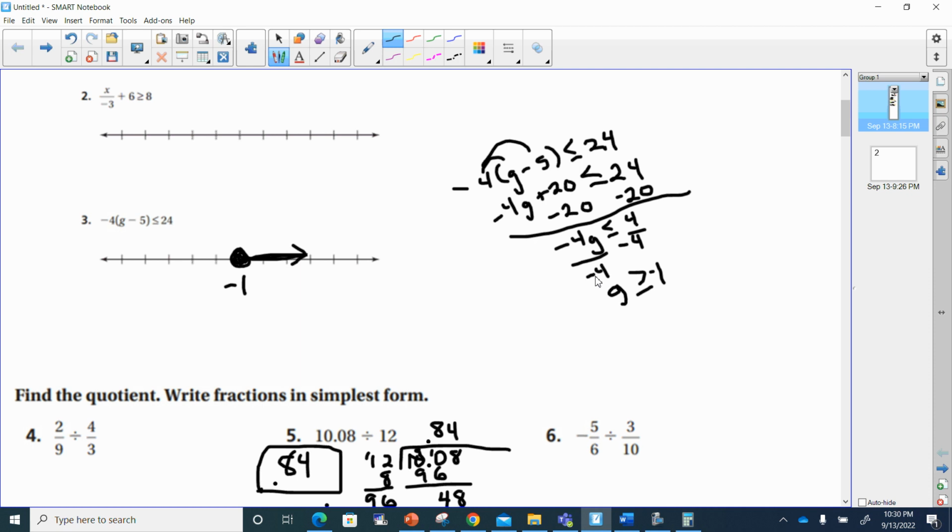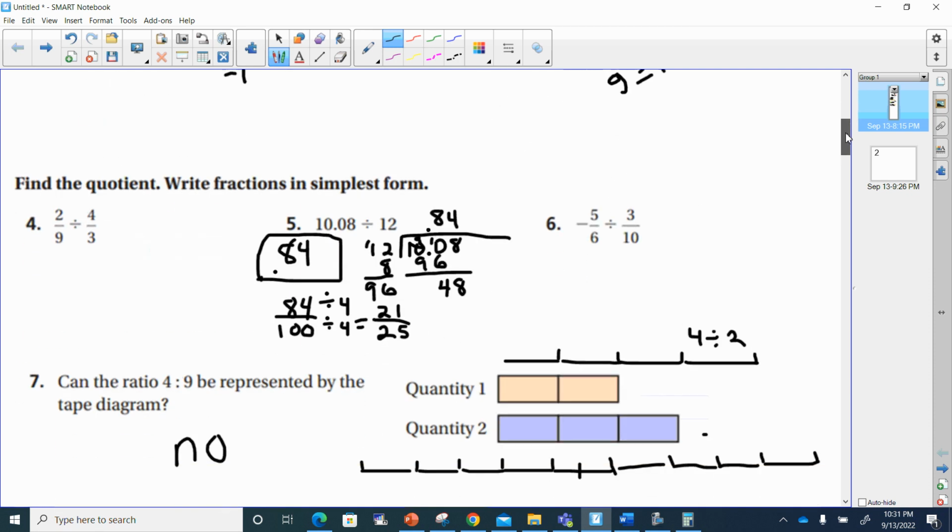Now I'm going to divide negative 4 away from negative 4g. That'll give me g by itself because I will be removing the 4's from there. But whatever I divide from one side, I divide from the other. So 4 divided by negative 4 will be negative 1. G is greater than or equal to negative 1. I make a dot to represent my inequality, greater than or equal to, and then I take negative 1 and put it on the bottom. Since g is bigger, all my numbers are bigger.